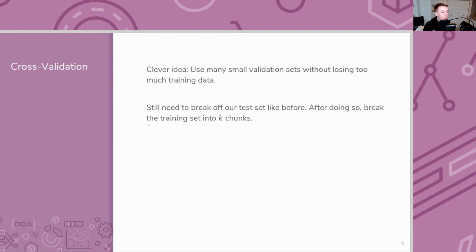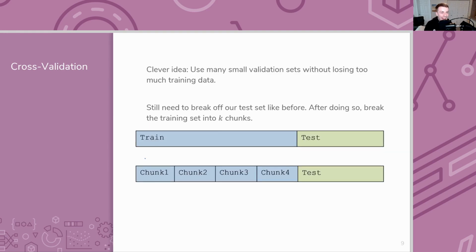So we still need to break off our test set like before. You need to do that. First things first, split your data into a test set and keep that aside and never touch it till the very end. But after we do that, we're going to have our training set. And instead of just breaking it into train and validation, we're going to break it into K chunks. So K is a number you have to pick. We'll talk a little bit about that.